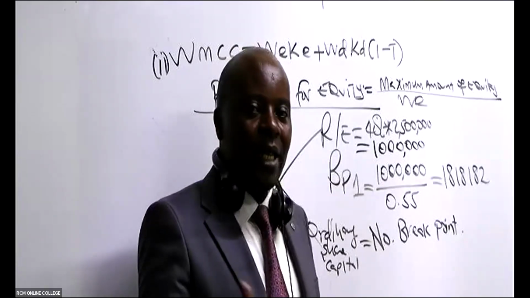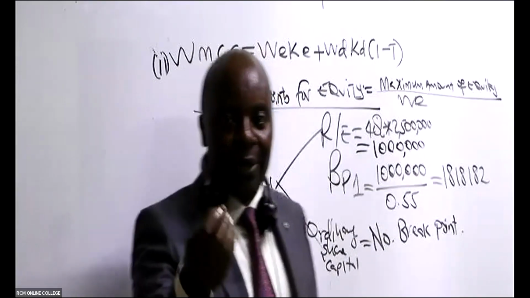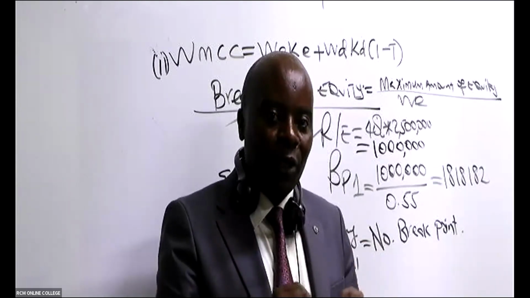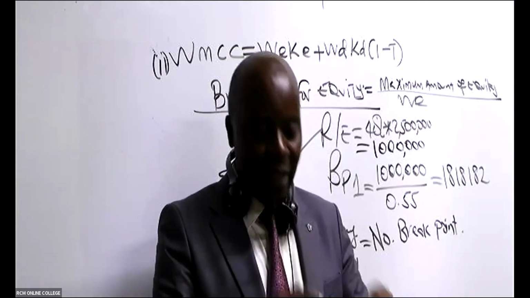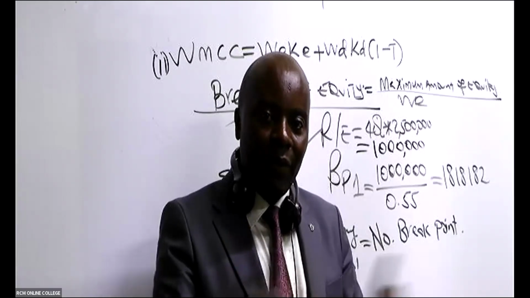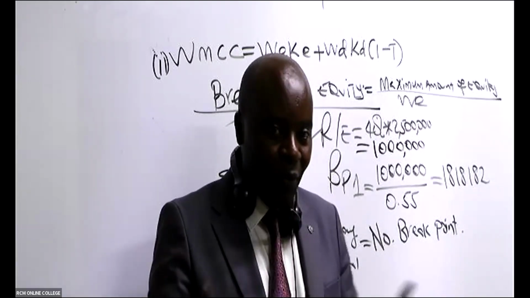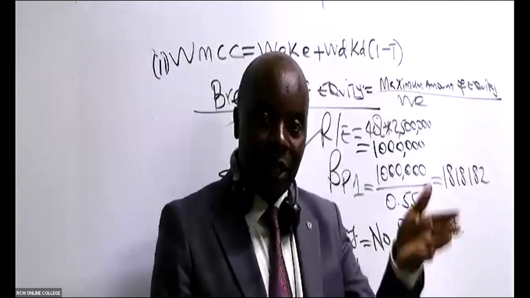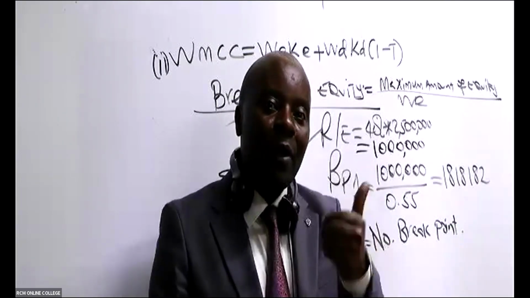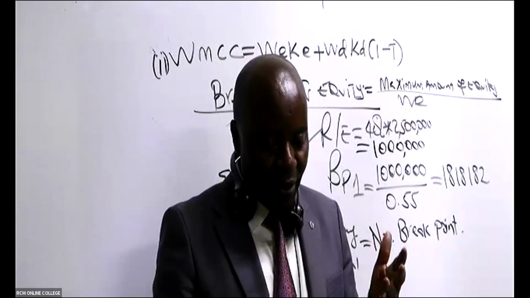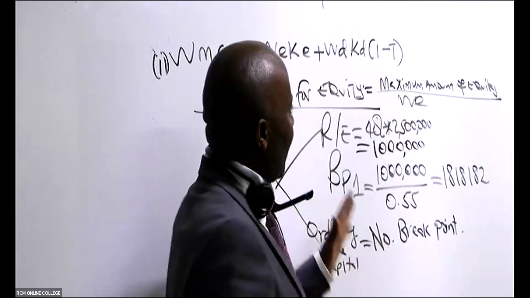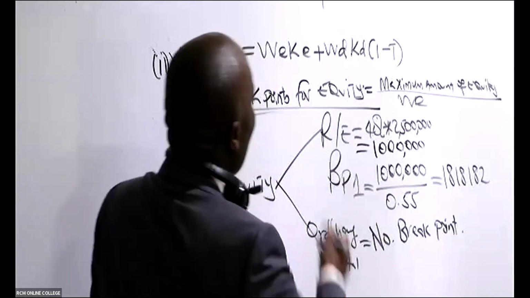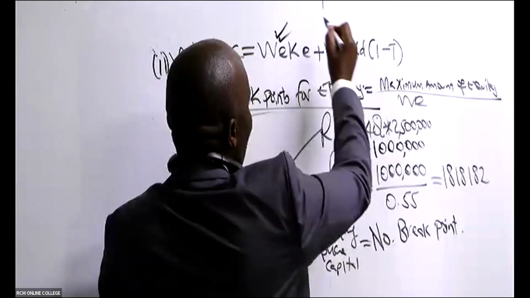Because KE, the cost of equity, is the dividends being paid to shareholders, and dividends are never allowed for taxation. You can never charge in the income statement dividends that you have paid to reduce your taxable profit. Never. How about KD? KD is interest, and interest is tax allowable. So KE, we can never.